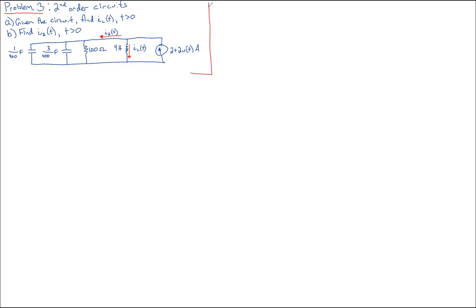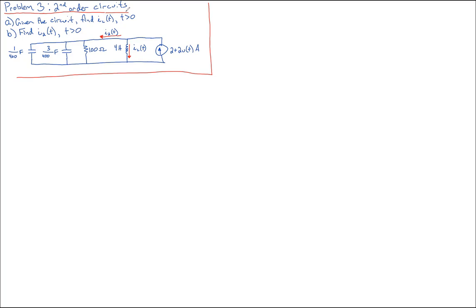Okay, problem 3 is about second order circuits. For this problem, we're given the circuit shown below, 2 capacitors, a resistor, and an inductor. So we have 3 energy storage devices, and we're asked to find both I sub L, the current through the inductor, and I sub 2 for time greater than 0.